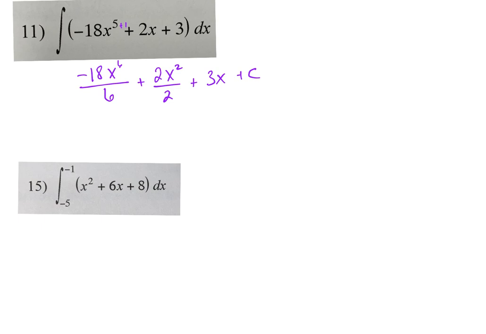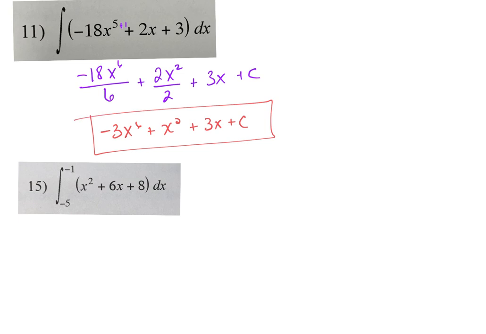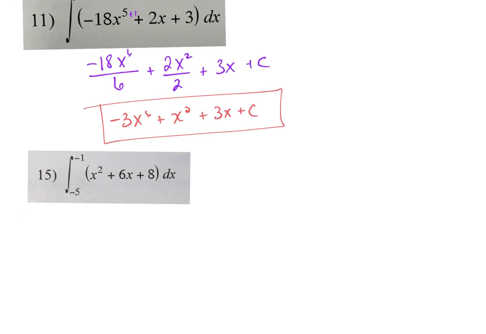Simplify these, negative 18 and 6 give you negative 3. 2 and 2, of course, give you 1. And then you are finished. You always find your new exponent and then divide by it. Because remember, you were multiplying and subtracting. Now you're adding and dividing. So add 1 to your exponent and divide.